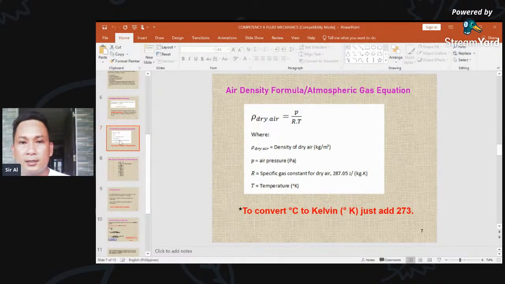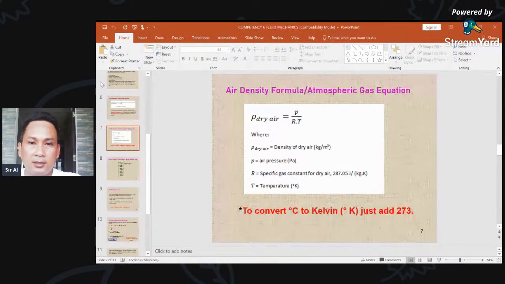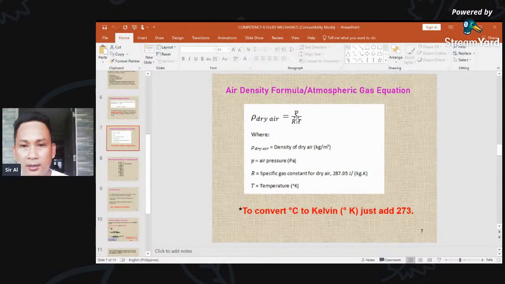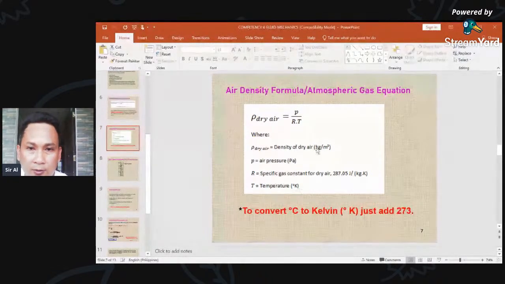So the formula for air density is ρ equals P divided by RT, where ρ is the density of air, the unit is kilogram per cubic meter, and P is air pressure, the unit is Pascal, and R, take note of this one, is the specific gas constant for dry air, which has a value of 287.05 joule per kilogram Kelvin. The temperature is in Kelvin. So you have to take note of the units for each of these elements in the formula.